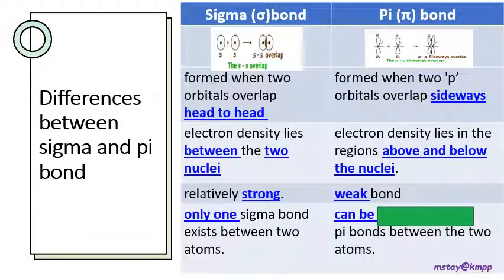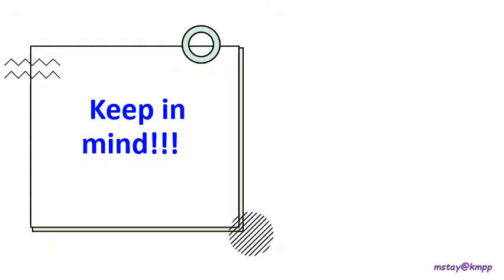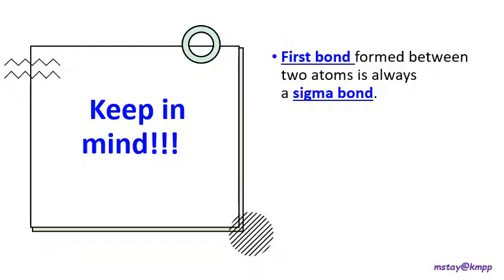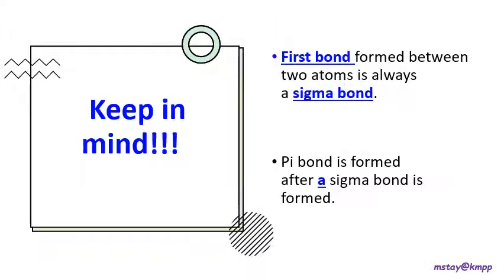Only one sigma bond exists between two atoms. However, more than one pi bond can be formed between two atoms. Do keep in mind, the first bond formed between two atoms is always a sigma bond. Then after, pi bonds will be formed.